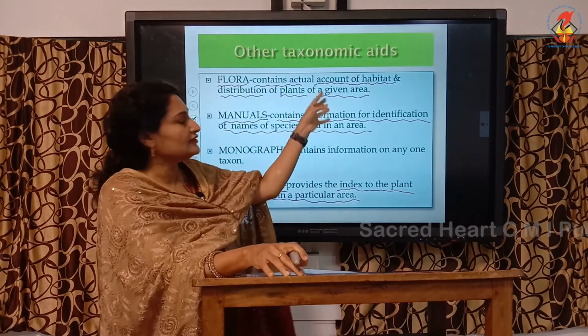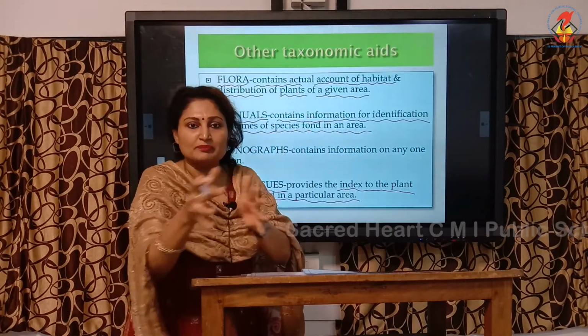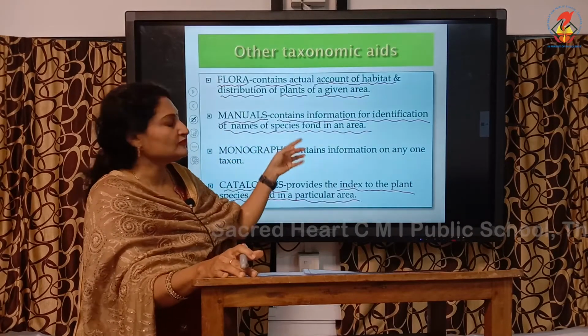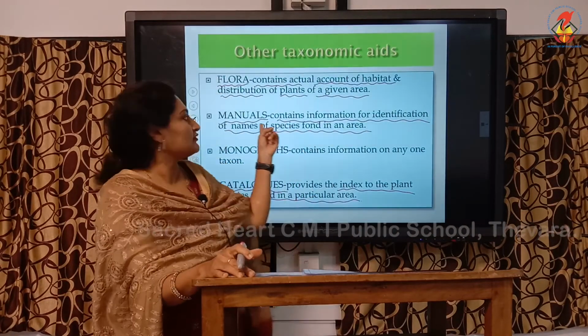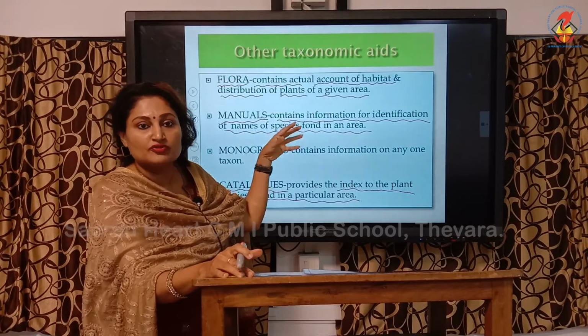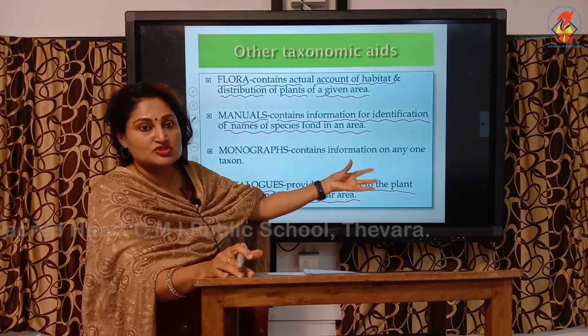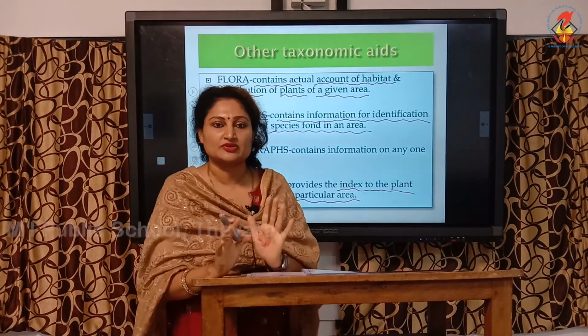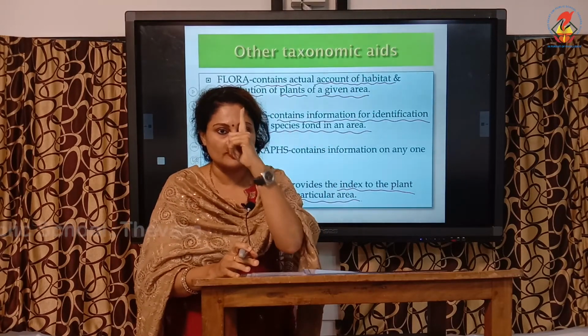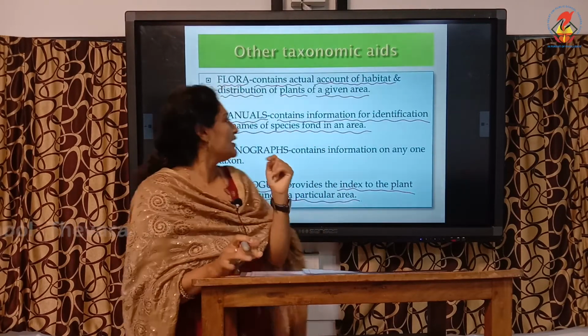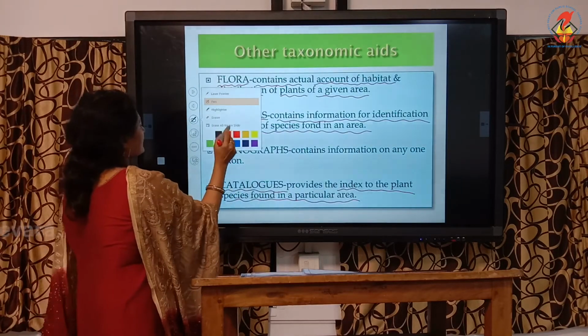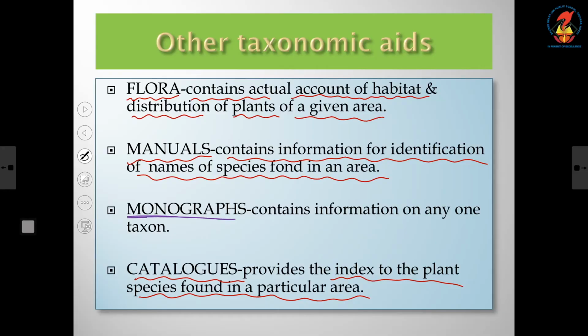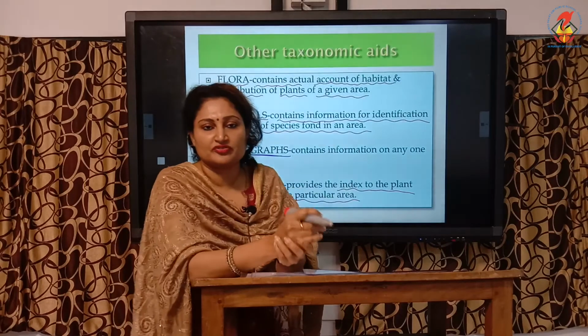The first one deals with the habitat and distribution of the different plants in that area. Next, suppose there are unknown plants, I have to refer to the manual. It gives me information on how to identify the names of these plants. And lastly, the index of all the plants belonging to that particular area. So all these revolve around a particular area. But a monograph is totally different. It is irrespective of the area.